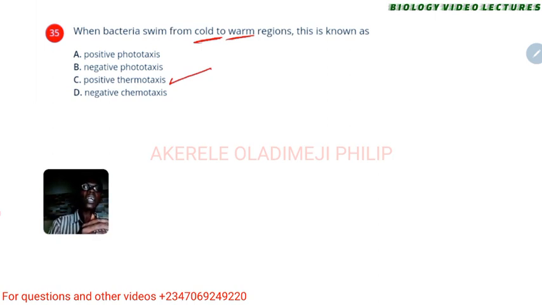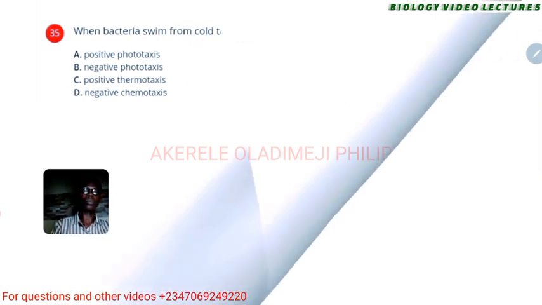And why is it called thermo? Because it's temperature. Why is it called taxis? Because the animal is moving. Taxis is an animal moving from one point to the other in response to the environment, in response to its particular stimuli. In this case, temperature.